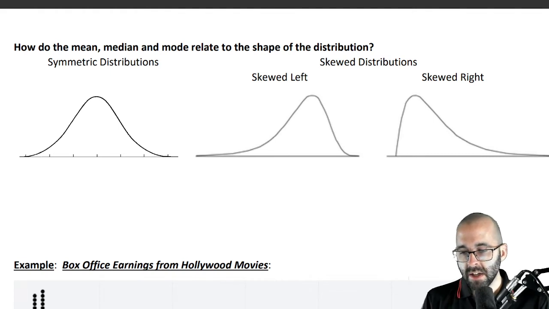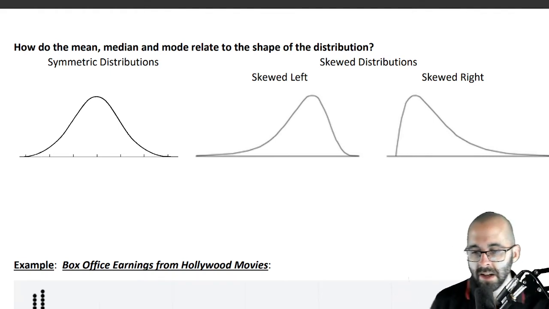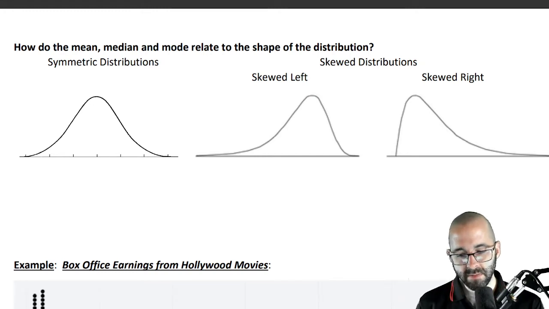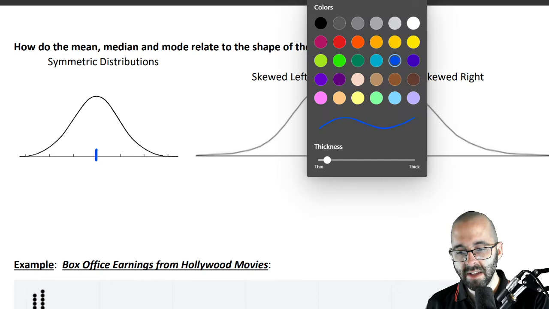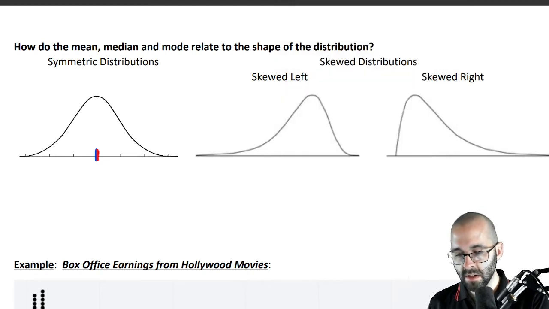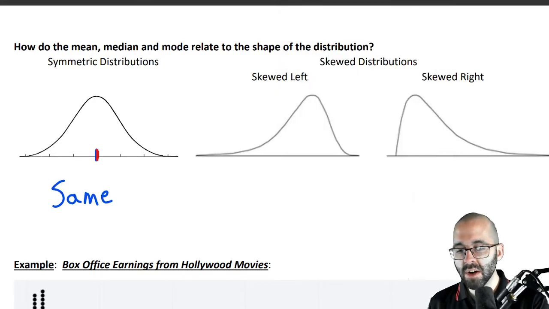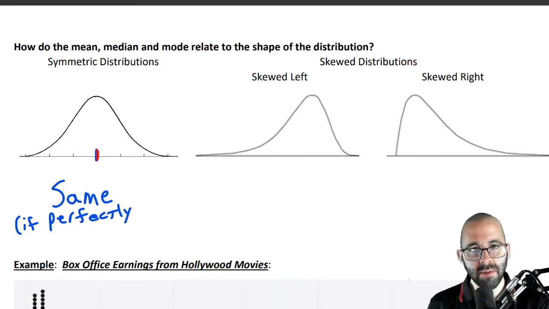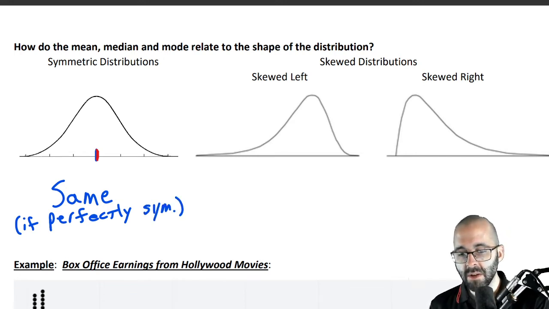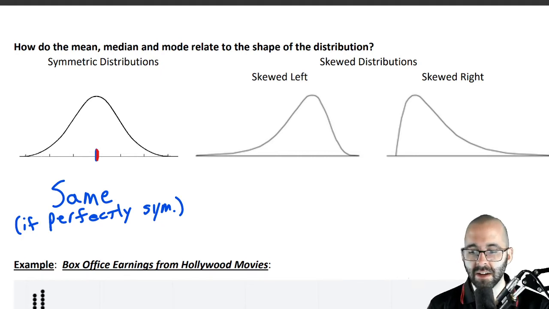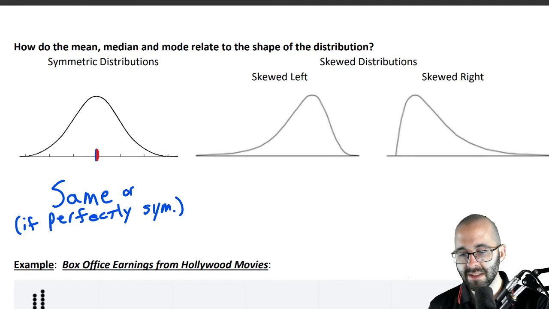All right. So the question is, how do the mean, median, and mode relate to the shape of the distribution? So if it's symmetric, the mean and the median are going to be the same. If it's perfectly symmetric, then they are the same. If it's only slightly or mostly symmetric, then they'll be very close. But if it's perfectly symmetric, they'll be identical. So let's maybe write same or similar.